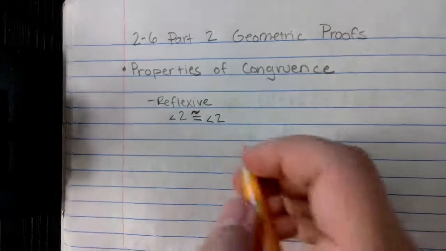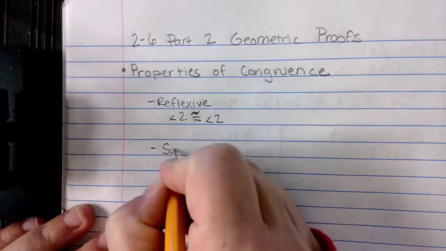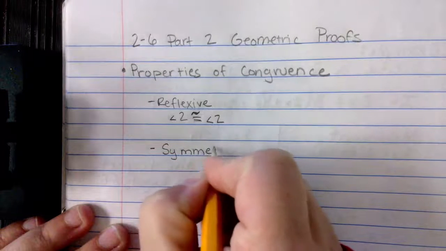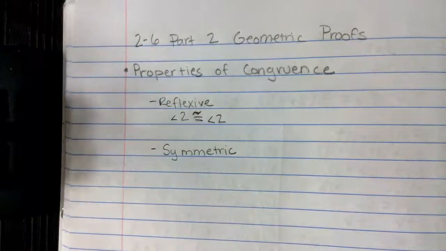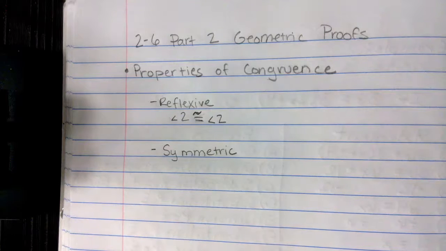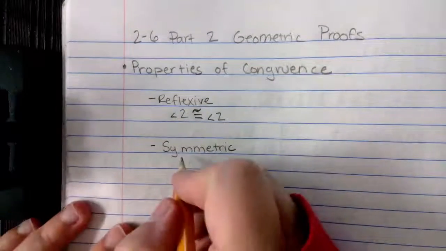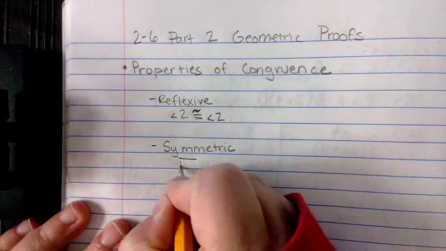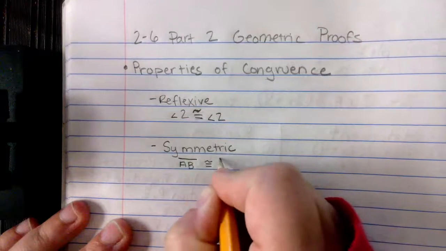Okay, then we have our symmetric property of congruence. And what did symmetric tell us yesterday when we did it of equality with an equal sign? Yeah, we switch around that equal sign. So for symmetric here, we are going to switch it around, but it's going to be with congruency. So we might say segment AB is congruent to segment CD.